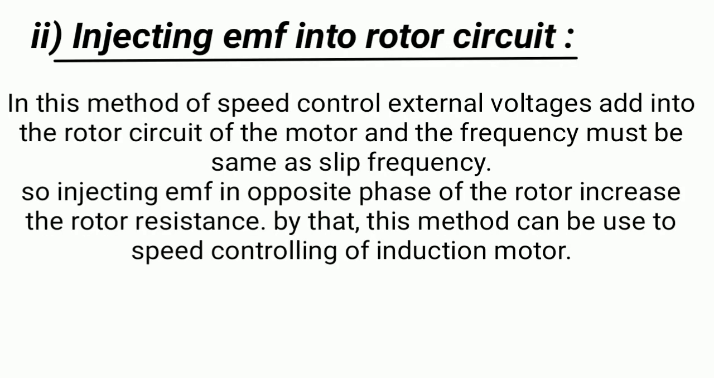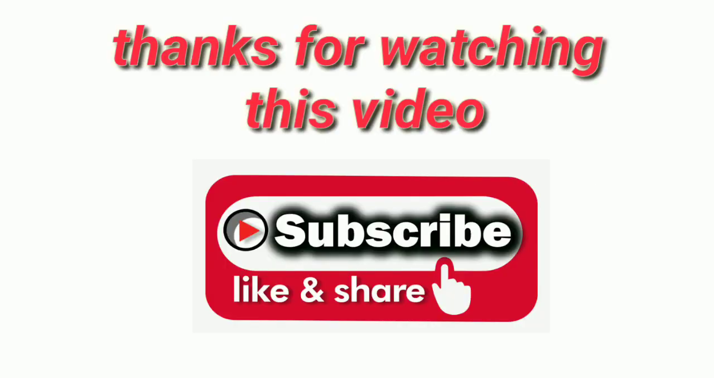And the last method is injecting EMF into the rotor circuit. In this method of speed control, an external voltage is added into the rotor circuit of the motor, and its frequency must be the same as the slip frequency. If the injected EMF is opposite in phase to the rotor EMF, it increases the rotor resistance. By that, this method can be used to control the speed of induction motor. So these are the speed control methods of three-phase induction motor.